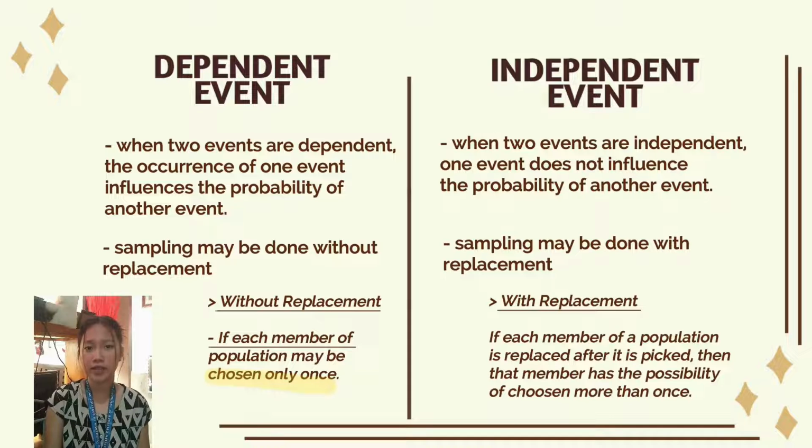With replacement points out that each member of the population is replaced after it is picked. Then that member has the possibility of being chosen more than once. If the sampling is done with replacement, then we can immediately consider that the trial or event is independent. Why? Because we keep on replacing what was picked in the choices to keep the original amount intact. In that way, the second event to follow will not be affected.